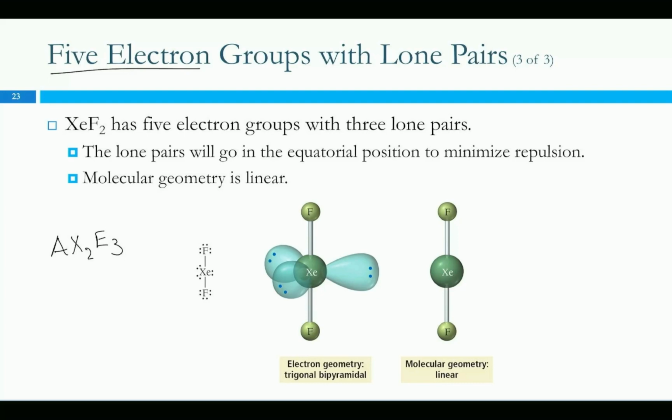And again, we get the linear shape because we want to minimize the interactions between our lone pairs. And so the farthest apart that the lone pairs can get is in this equatorial position, so they'd have 120 degrees between each of them. We haven't talked a ton about polarity, but would you expect this molecule to be polar or nonpolar?